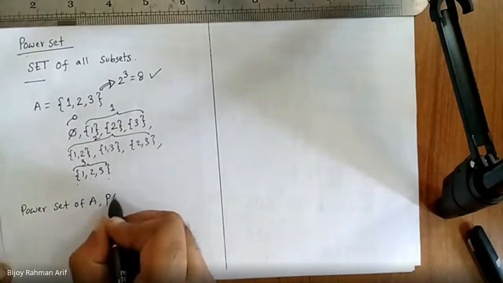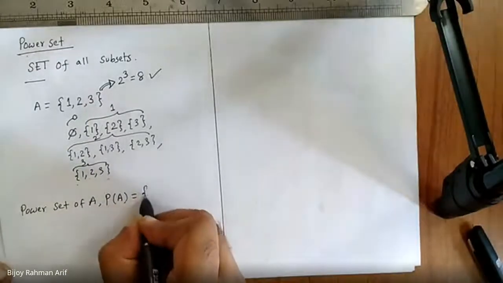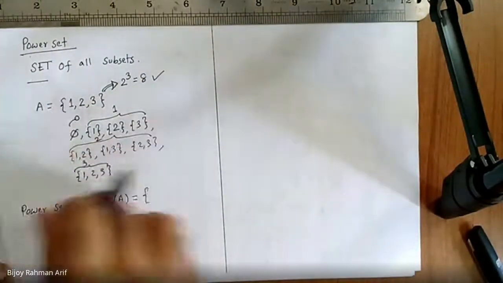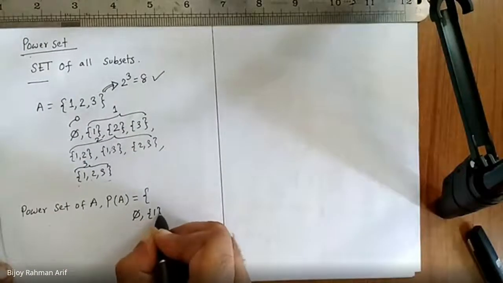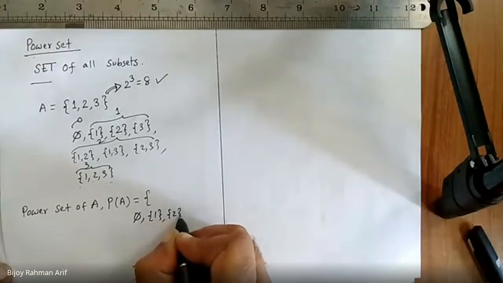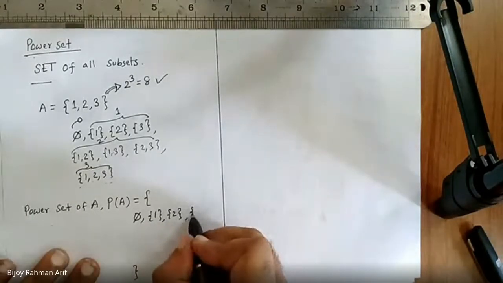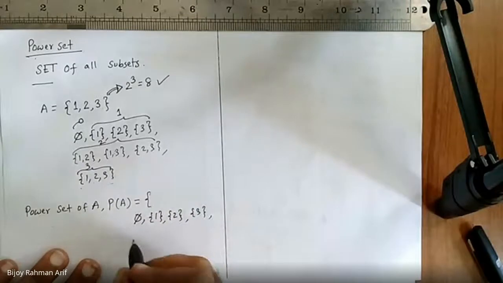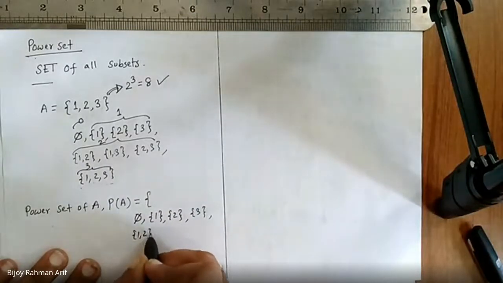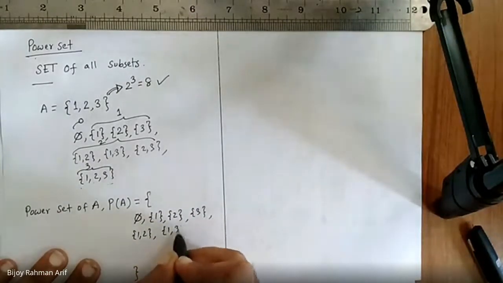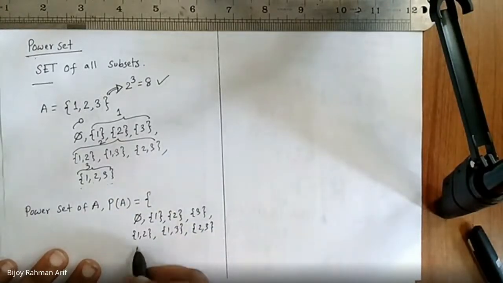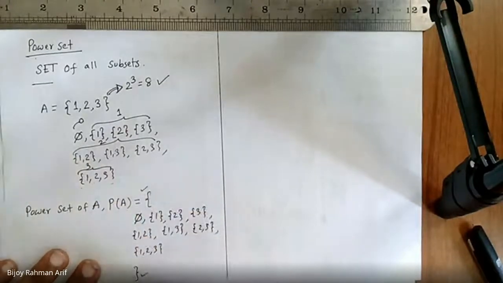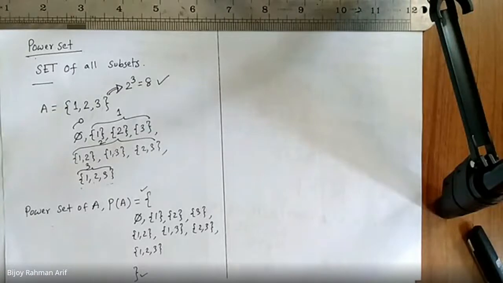Now the power set of A, denoted by P(A), is nothing but the set of all these subsets. So phi, {1}, {2}, then {3}, then {1, 2}, {1, 3}, {2, 3}, and {1, 2, 3}. Remember it's a set. All right, guys. So this is called the power set.